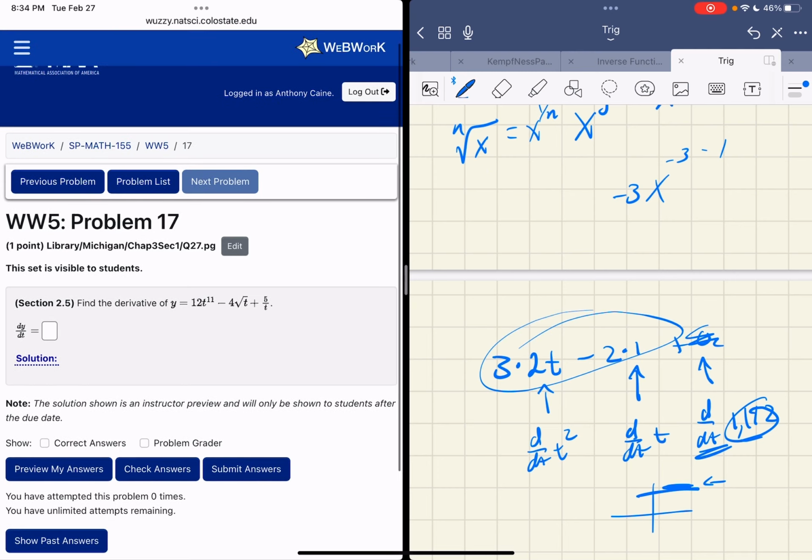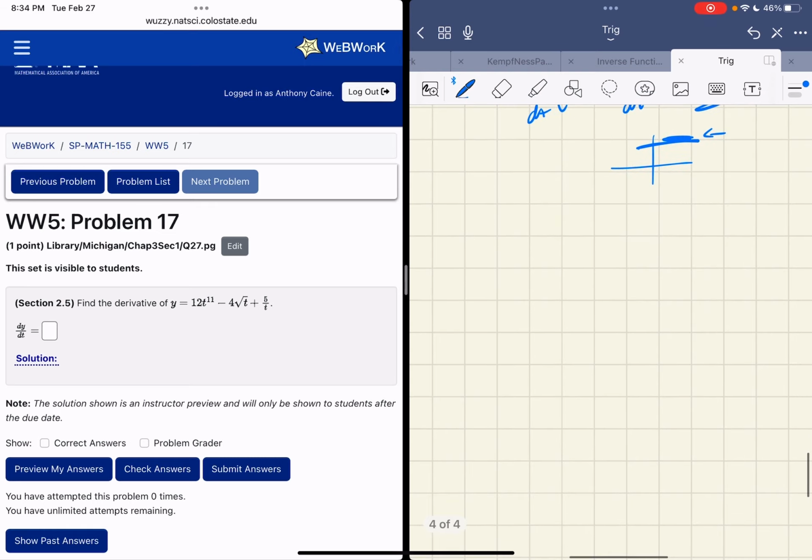One more problem, exact same idea. We just have to write everything as a power of t. So we have 12 minus 4 t to the 1/2. This is not the answer, I'm just rewriting the problem. Plus 5 t to the minus 1. Okay, so now what's the derivative?